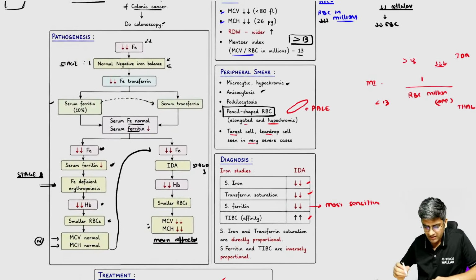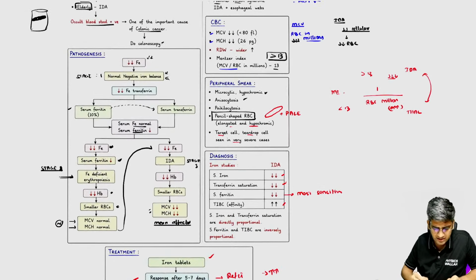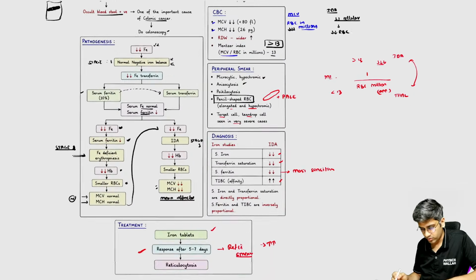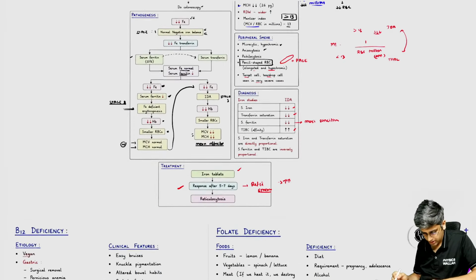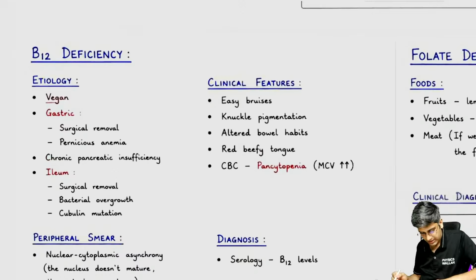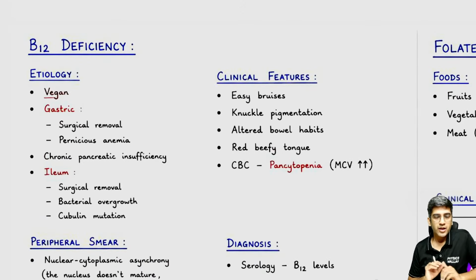Based on stool appearance, I will not be able to say what anemia it is unless there is a worm infestation in the stool. Okay, perfect. Now let's go to the next one: B12 and folate deficiencies. Fine.